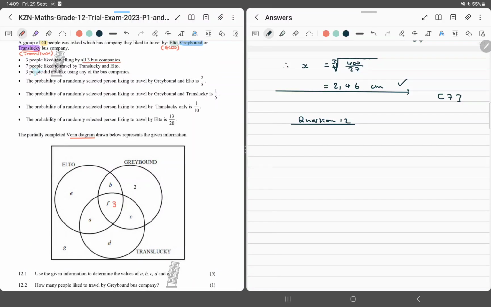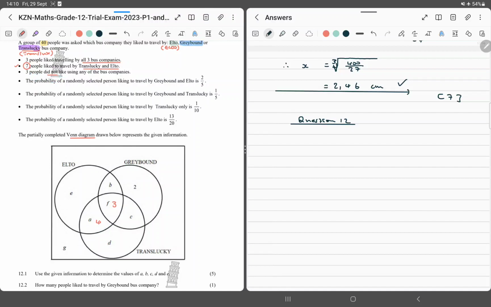Now they're telling us 7 people liked to travel by Translaki and Alto. So where is that intersection? This is the intersection of Alto and Translaki. So that should be 7. So that means if this is 3, this should be 4. Because they must add up to 7, which is those people. Okay, great. Nice and easy. So that is 4 people.